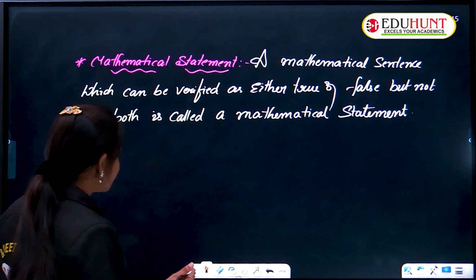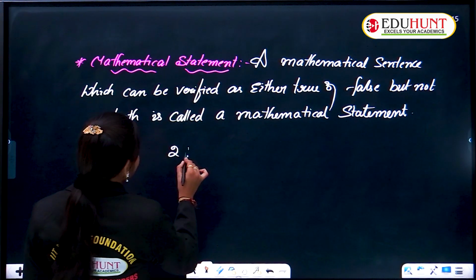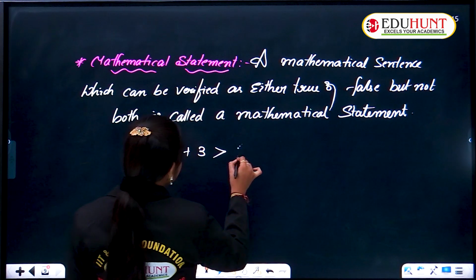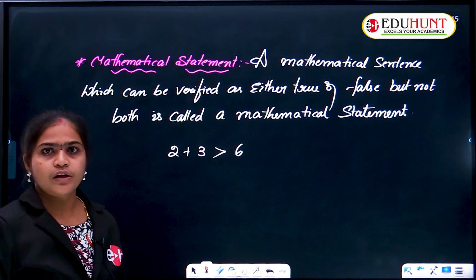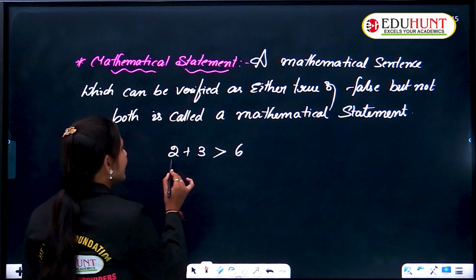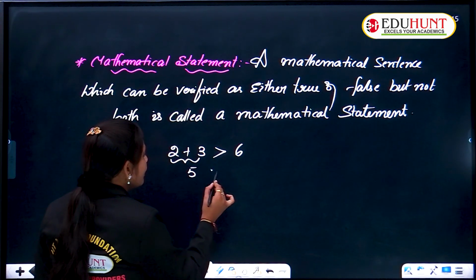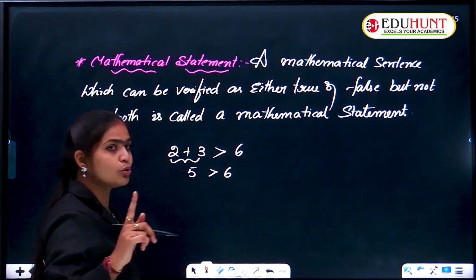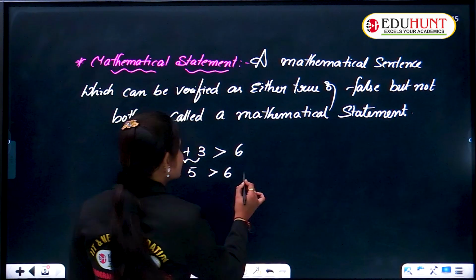Understood? Now see, for example, 2 plus 3 is greater than 6. Is it true or false? We can check that, right? How can we verify? 2 plus 3 is equal to 5. 5 is greater than 6. Is it true or false? This is a false statement.